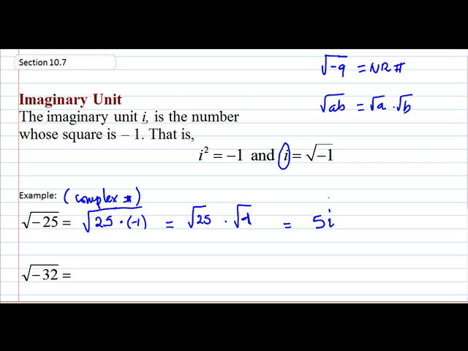It's actually the imaginary unit. In this case, we have a complex number. 5i is called a complex number.